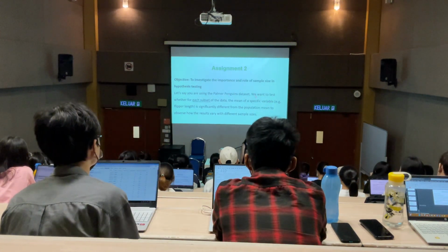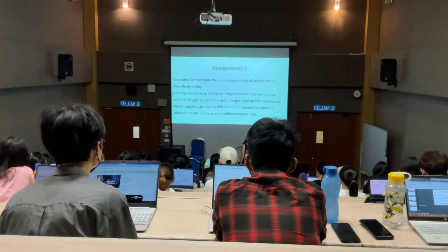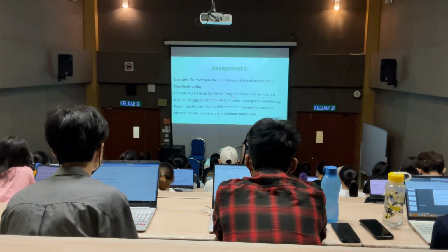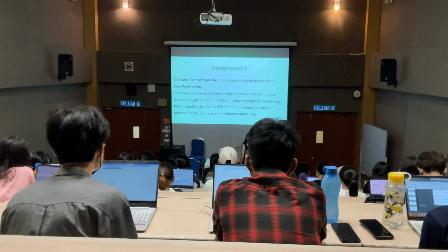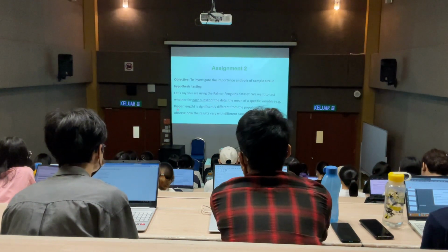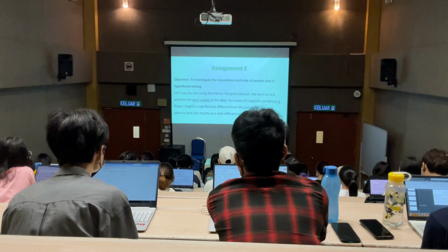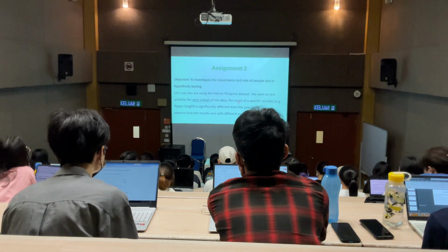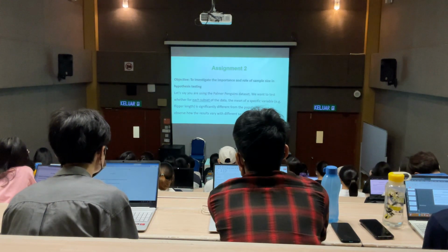So we want to test whether each subset of the data, the mean of this variable. So I simplify it. Although I get a complicated data set online, I simplify it. I only want to test whether the mean of this variable, the flipper length, is significantly different from the population's. Okay, you have 4 subsets. You calculate the whole thing, then you compare with your population mean. Okay, then you do the discussion.